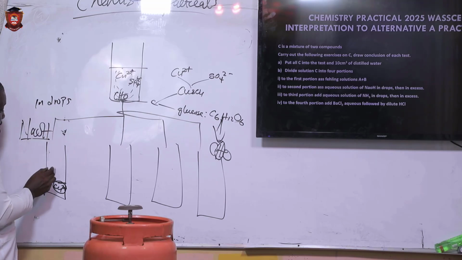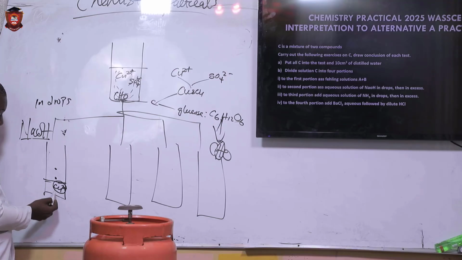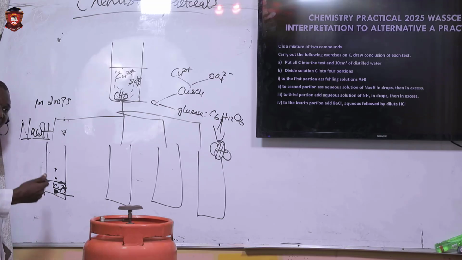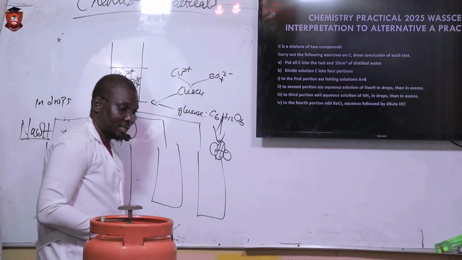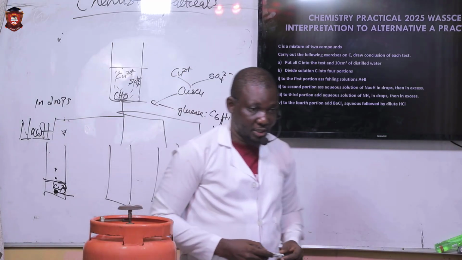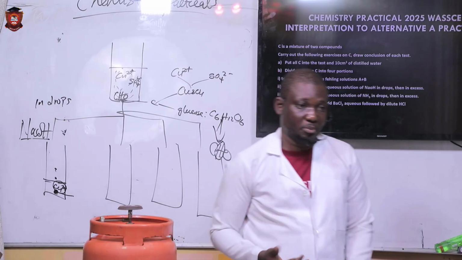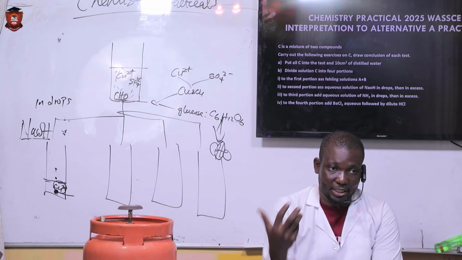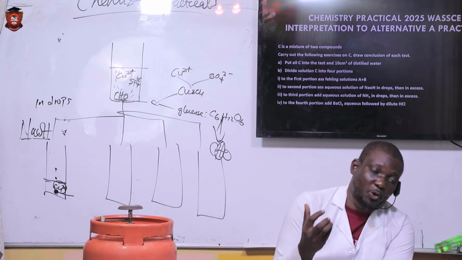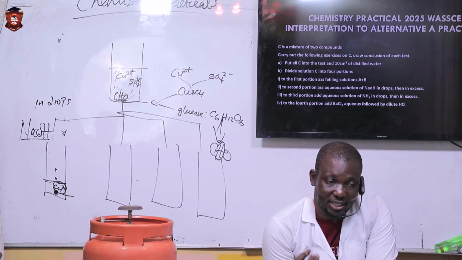If I add 2 drops, just 2 drops of sodium hydroxide here, the moment I add 2 drops of this here, you will see a precipitate. Not just a precipitate. What is the nature of this precipitate? Sometimes precipitate can come in chalky form, cloudy, or gel-like, like gelatinous. So copper 2 hydroxide in aqueous solution is gel-like in nature.